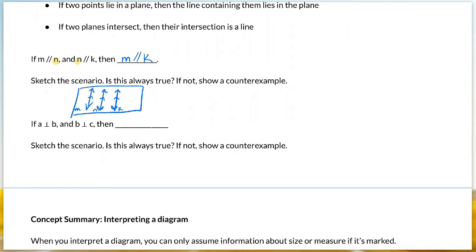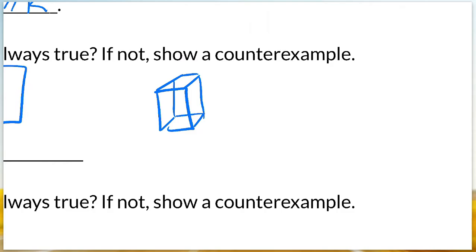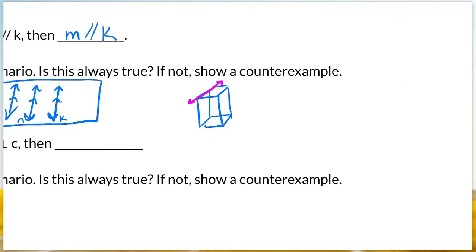Let's look at it 3-dimensionally. So I'm going to start by drawing a rectangular prism here. Okay, so kind of visualizing in 3D. And let's say that this is M and this is N over here. And let's put K in a different plane. So I'm going to make K be this bottom edge. Well, M and N are parallel and they're in that top plane, and N and K are parallel and they're in the side plane there.